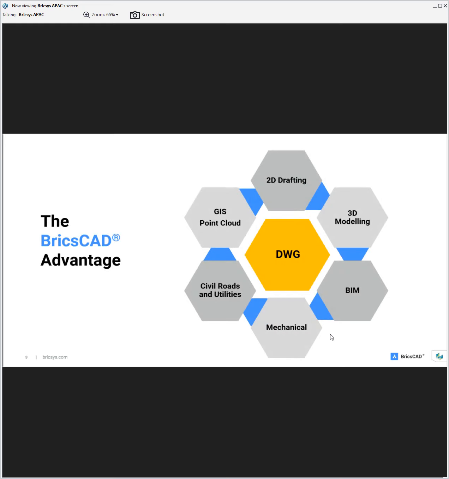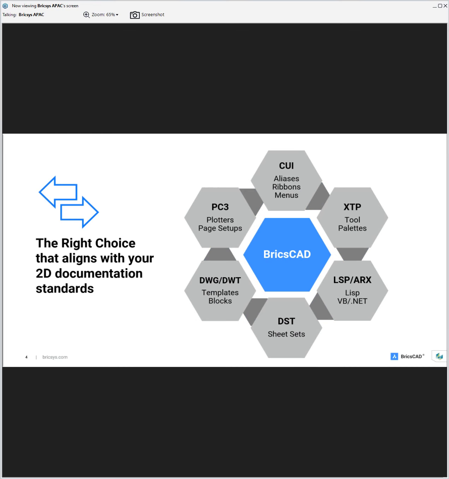So we've previously talked about the BricsCAD advantage of being in DWG. And this is where all the information that you have from 2D drafting, 3D modeling, BIM, mechanical, civil, point cloud processing, and others is quite useful to have just one file format to manage all those things. And together with the DWG file format comes all your customizations. So previously, again, in previous sessions, we had discussed how you're able to migrate all these assets. We started with CUI, tool palettes, templates, and blocks. And then in the second session, we talked about plotters and page setups. We talked about sheet sets and LISP routines as well.